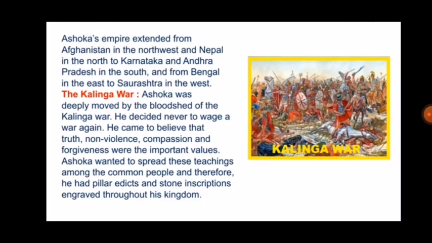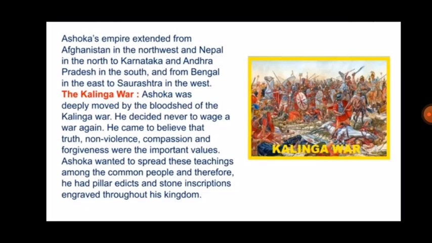Ashoka's empire extended from Afghanistan in the northwest and Nepal in the north to Karnataka and Andhra Pradesh in the south, and from Bengal in the east to Saurashtra in the west. So this is the way Ashoka went on extending his empire and his rule in different places. Now we'll see the next point, that is the Kalinga War.